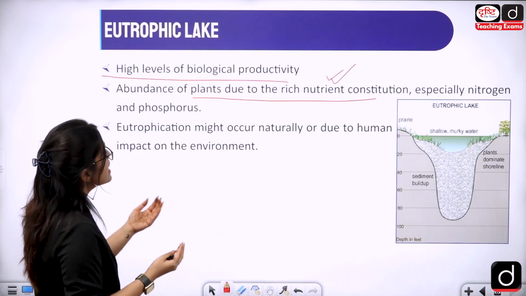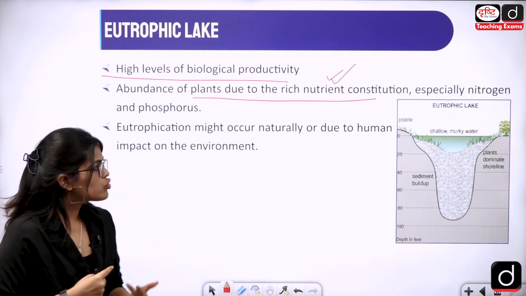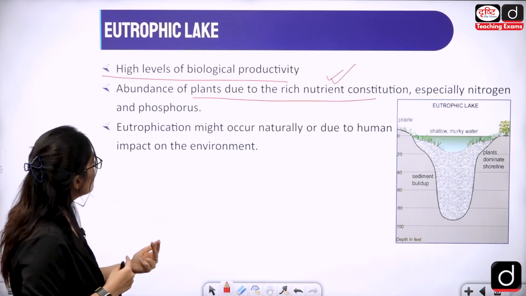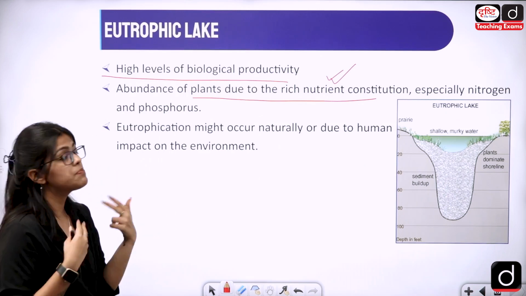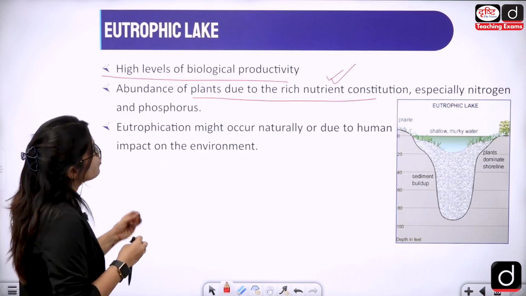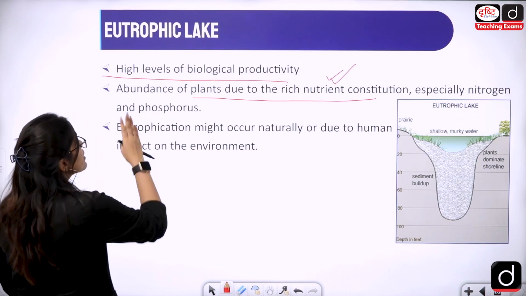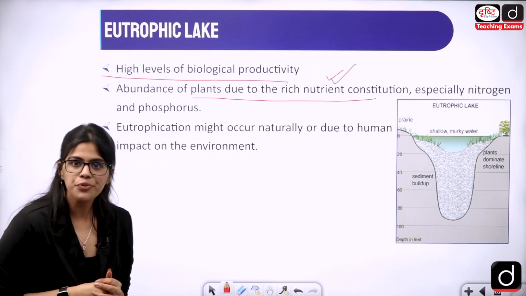Eutrophic lakes are the lakes that have shallow and murky water. There is the growth of sediment that is built up. There is abundance of plants. There are rich nutrients present, especially nitrogen and phosphorus, and there is a high level of biological productivity. So a eutrophic lake is good, but eutrophication is a bad thing to happen.